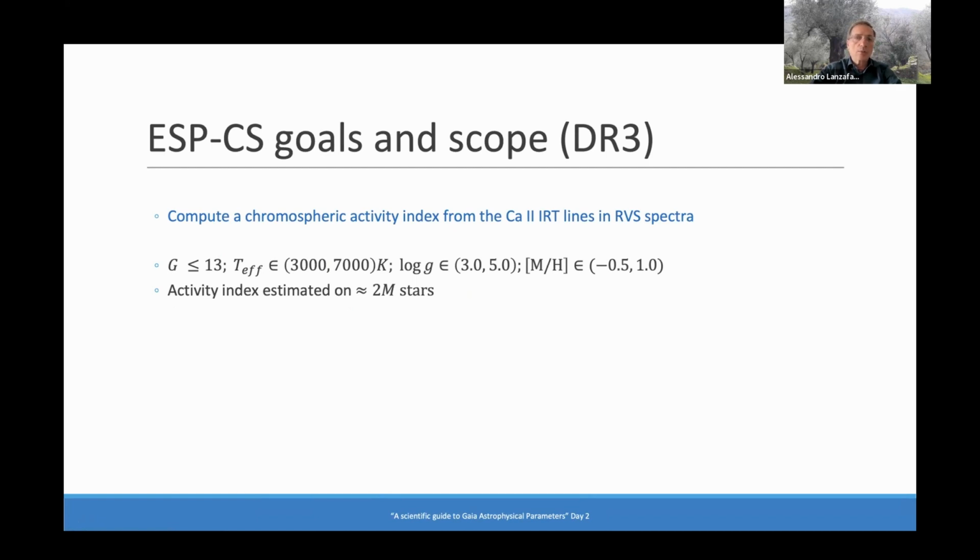And this was computed for stars with G magnitude less than 13, effective temperature between 3000 and 7000 Kelvin, log G between 3 and 5, metallicity between -0.5 and 1.0. And this led to an activity index estimated on about 2 million stars, which I believe is the largest catalog so far at the moment.